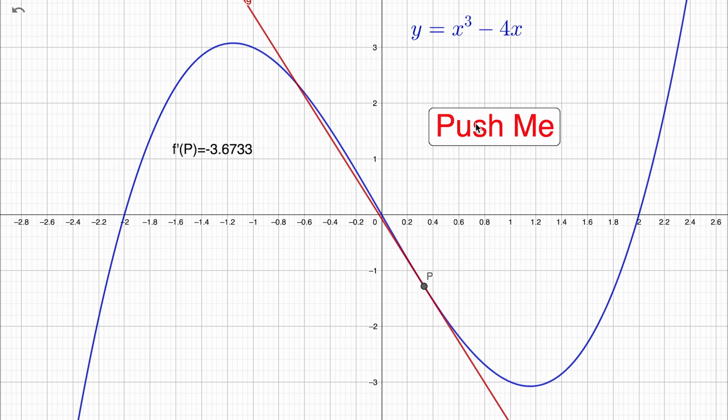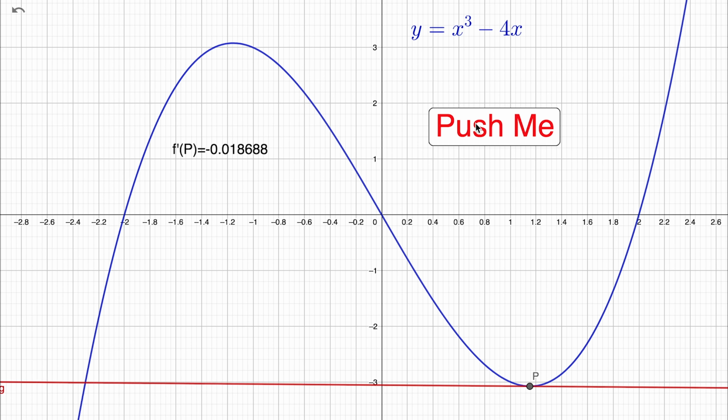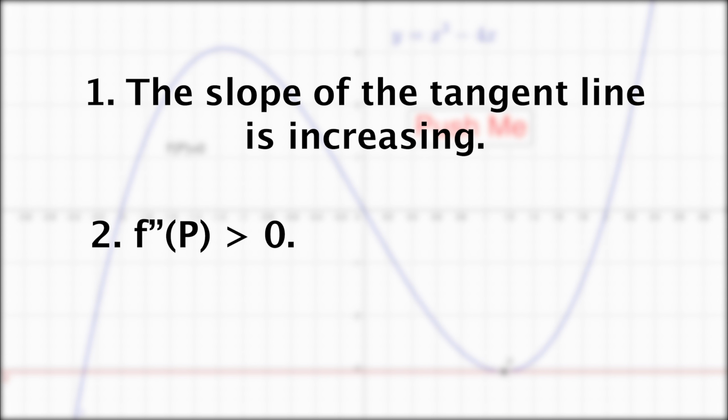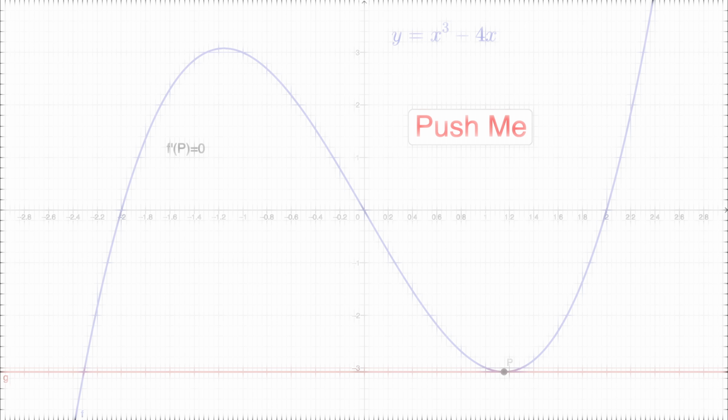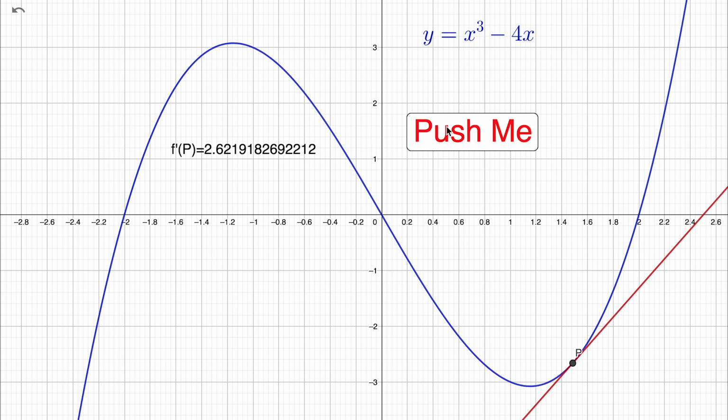Unlike before, now the slope is increasing, which means the second derivative must be positive. This makes sense because the slope starts at -4 and ends at 0. This time, we see that the slope of the tangent line is increasing, which is the same as saying the second derivative is positive. So let's look at the fourth clip really quickly. Perhaps you can guess that the tangent line should increase in slope, which implies the second derivative will be positive.